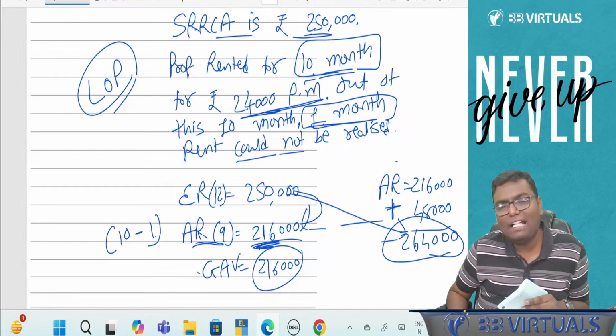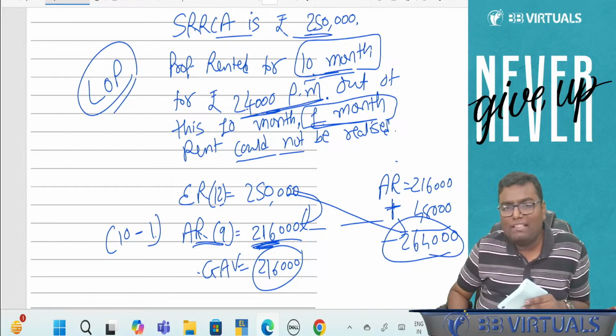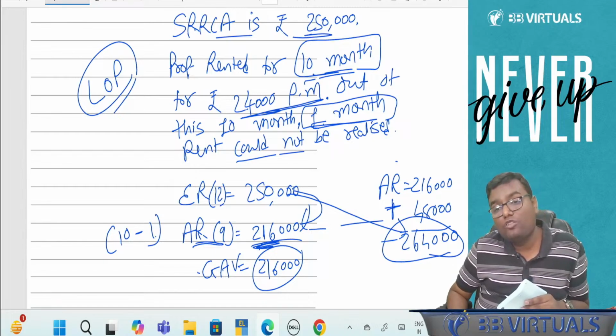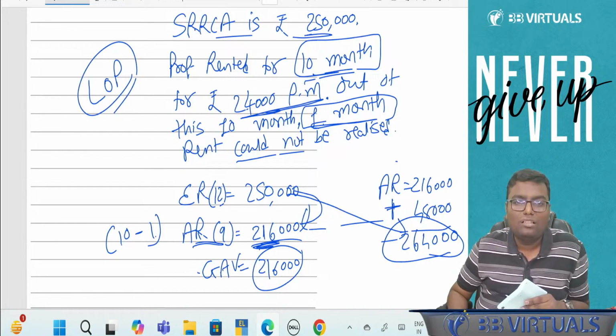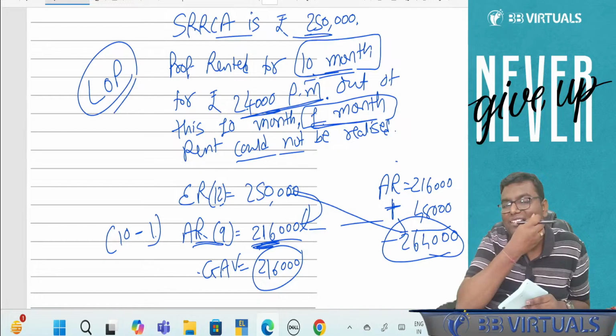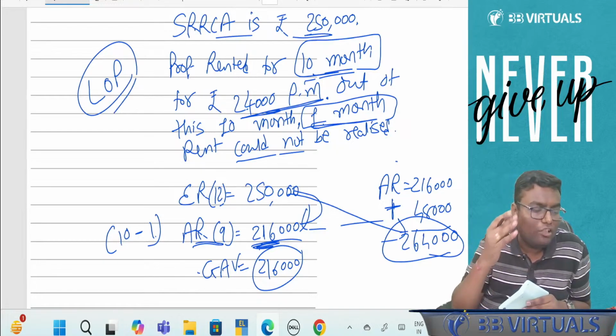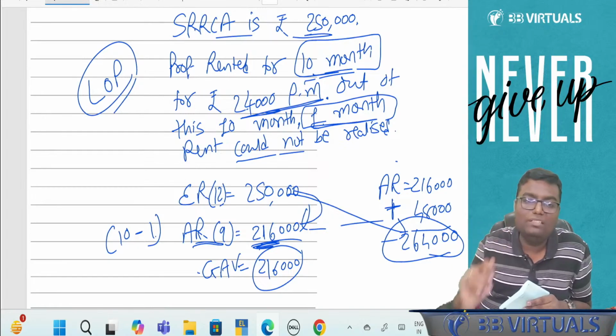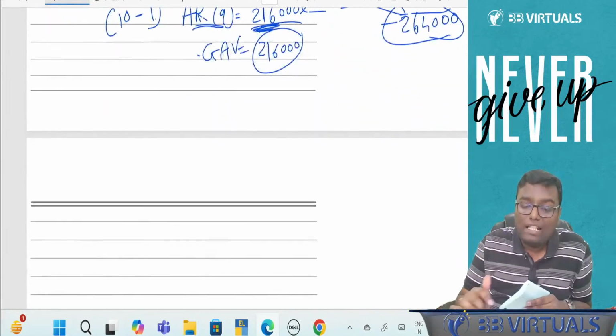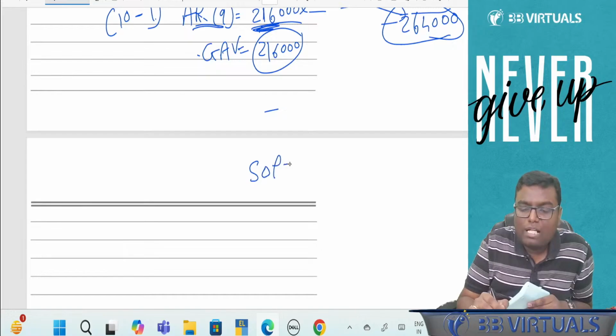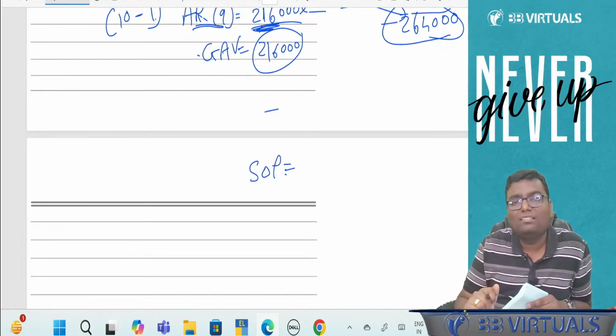What is the meaning of deemed let out? I'm not saying it is let out. Government is assuming that it is let out. So obviously there is no actual rent in the picture. And that's why whatever we have done up to now is only applicable for one kind of property, and that is LOP.